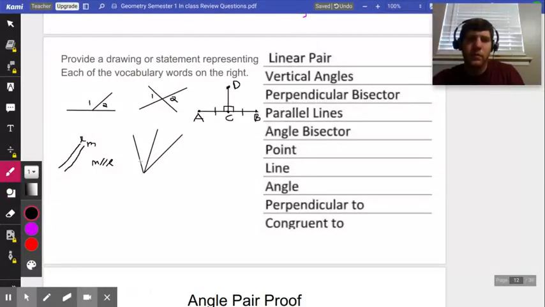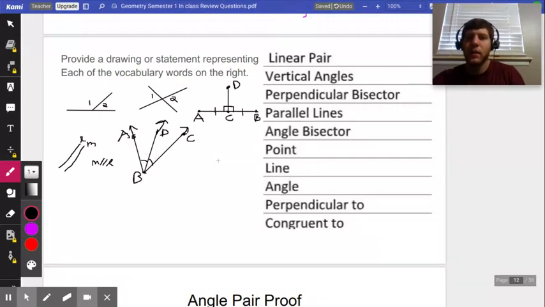Okay, so an angle bisector is going to split an angle in half. So if we have the big angle here, A, B, C. Okay, and then we have, for example, ray DB. Right, we probably should extend my angle out. Okay, so ray DB here is going to bisect the angle ABC. So that's an angle bisector.